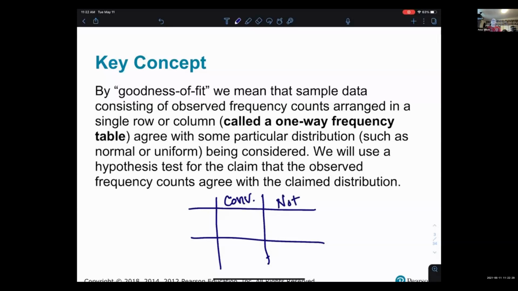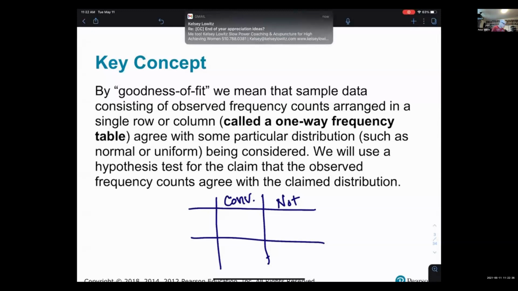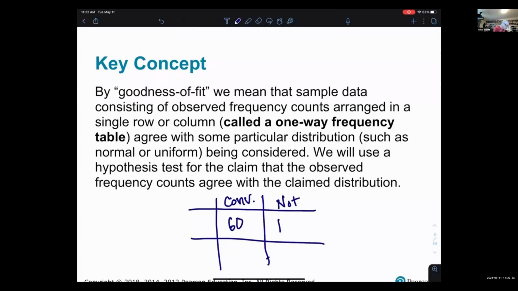And so then what would an observed frequency count look like? When I looked at the bunch of cars, how many were convertibles? So let's say I looked at a bunch of cars and 60 of them were convertibles and 125 were not. So in this simple example, I have convertibles versus not convertibles. And we can see the total number of cars that I observed is 185.